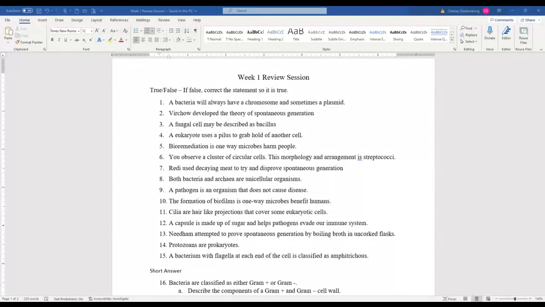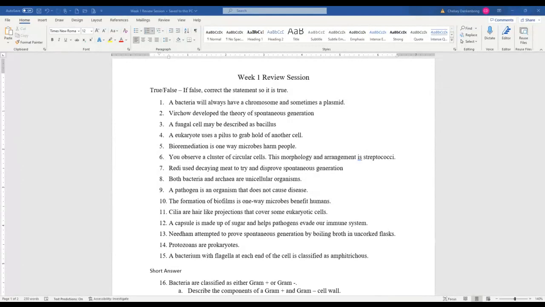All right, Virchow developed the theory of spontaneous generation. Put T or F in the chat, but don't push enter. If you want to, anytime the answer is false, feel free to put the word that would make it true. All right, true or false? Virchow developed the theory of spontaneous generation. All right, 1, 2, 3, go. Excellent, good job.